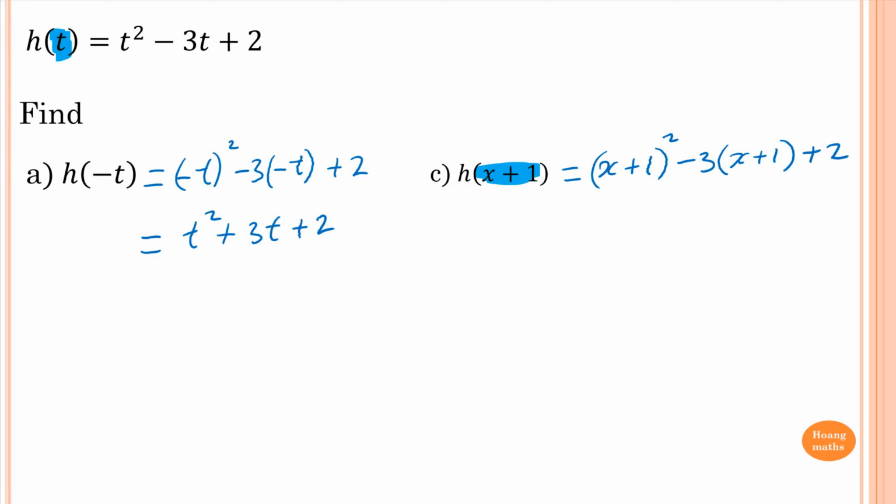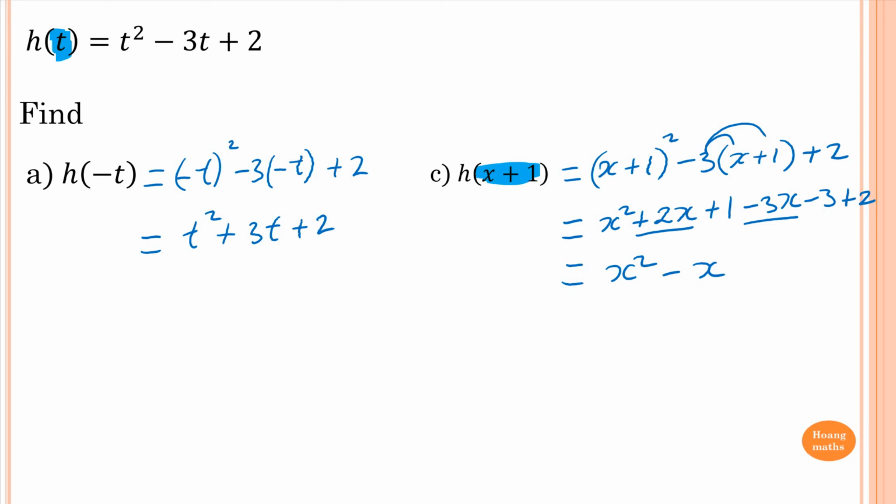So we expand this out. So x plus 1 all squared is x squared. x times 1 is x, double gives me 2x, and then add 1 squared. And I expand this, minus 3 times x is minus 3x, minus 3 times 1 is minus 3, add 2. Then I have to simplify further, which is x squared. 2x minus 3x is minus x. And then 1 plus 2 is 3. 3 take away 3 is 0. So this is it.